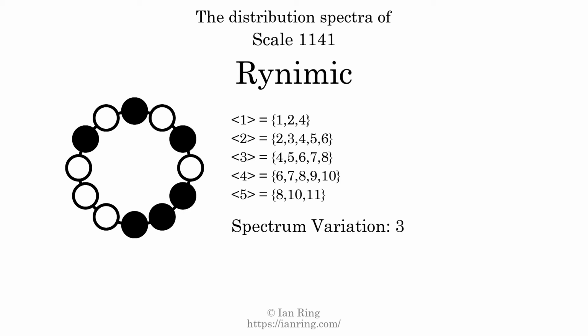The spectrum variation of this scale is 3. Since the variation is greater than 0, this indicates that the scale is not perfectly even. The highest spectrum width is 4. Since this is greater than 1, we know that this scale is not maximally even.